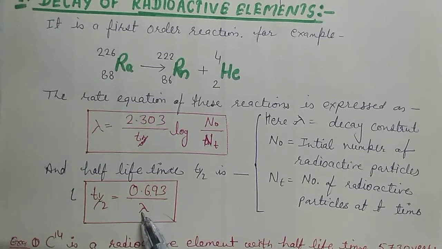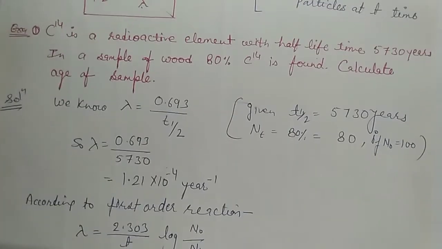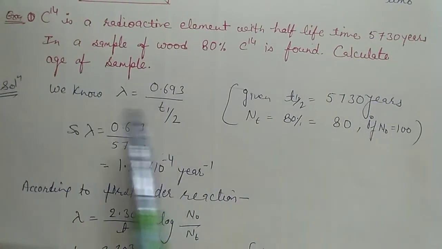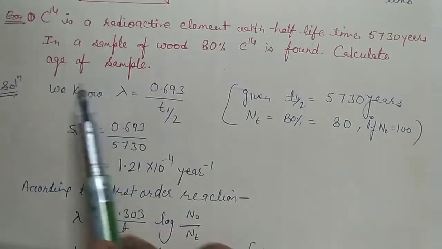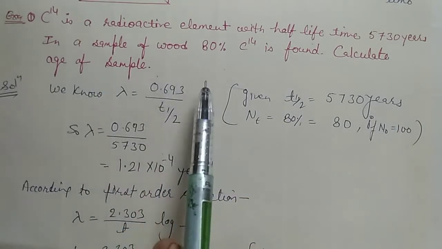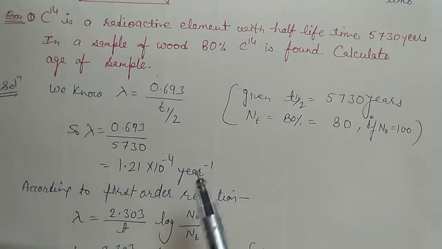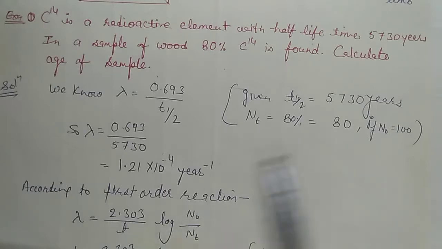Lambda is the decay constant. For example, C14 is a radioactive element with half life 5730 years. In a sample of wood, 80% C14 is found. Calculate the age of the sample. It is a very important question. This process is used to determine the age of fossils, wood samples or older samples.